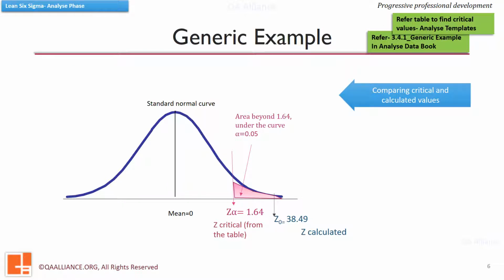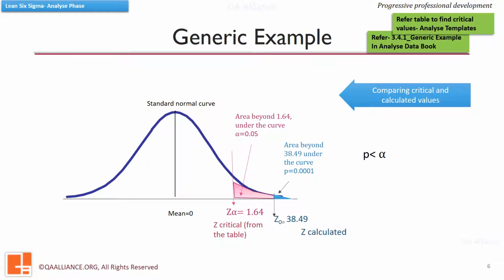Here is also the chance to understand what the p-value is. The p-value is the area under the curve beyond the calculated z statistic, which in this case happens to be 38.49. Let us assume the area beyond z calculated, the p-value, comes out to be 0.0001. This way we can also prove that the z statistic is lying in the rejection region, as this is lesser than the alpha.